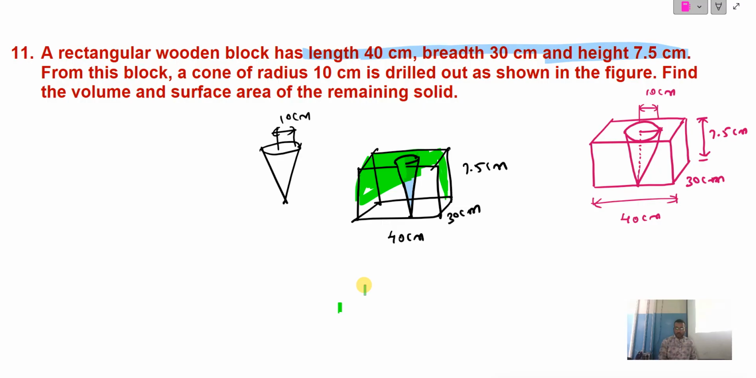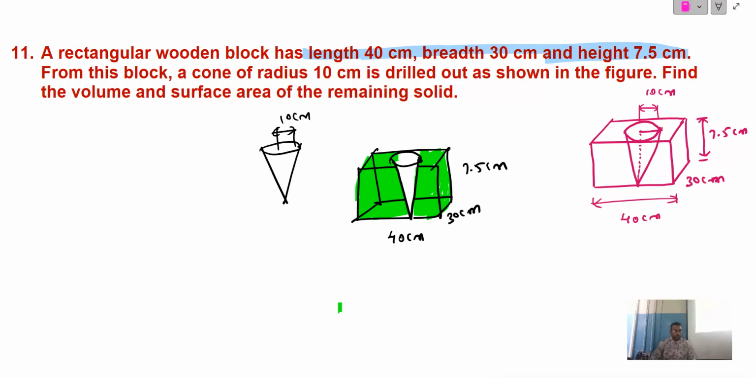Now the question is: find the volume, and also the surface area of the solid. If you want to calculate the volume of this, very simple. Volume of cuboid minus volume of cone. From the volume of cuboid, if you remove the volume of cone, you will get the volume left over. It's easy, right? So the volume of the rectangular block is equal to volume of cuboid minus volume of cone. Simple.